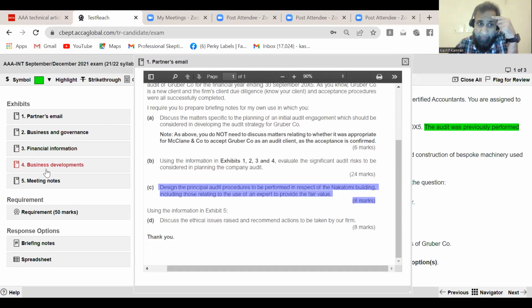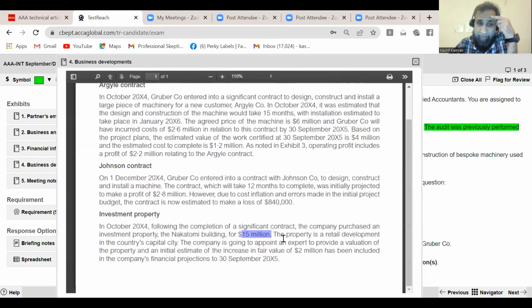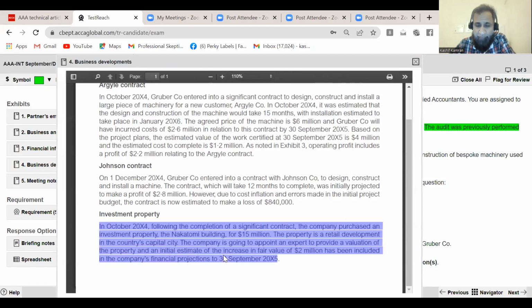So should we go to exhibit number 4? We have the Nakatomi building. Can we copy paste the information? This is the information we have for the Nakatomi building, right? Control C. And we take this information to the Word file.